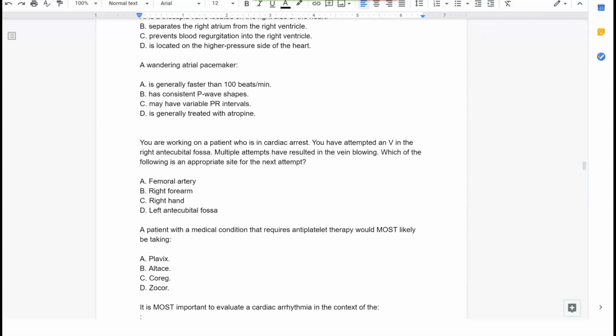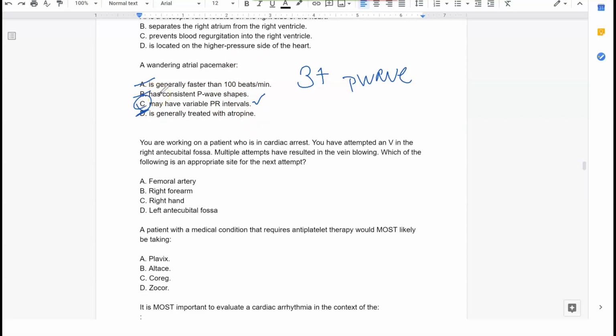Wandering atrial pacemaker is generally faster than 100 beats a minute. No, not necessarily. Consistent P wave shapes? No, because remember, the definition for a wandering atrial pacemaker is 3 or more P wave shapes. Has very variable PR intervals. Yeah. Generally treated with atropine? No, because if it's a good heart rate and your patient's hemodynamically stable, you're not going to treat it at all.